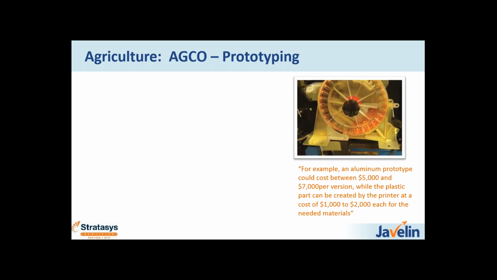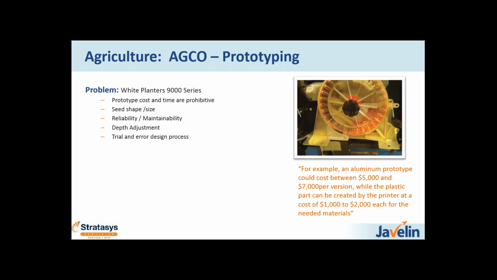To highlight the impacts of prototyping in those areas, I chose the heart and soul of an agricultural product. It's the seeder. You'll have a big giant piece of farm equipment roaming across the land, but really what makes the money, what makes the crops grow, is this particular gizmo. In this particular case, the White's Planters 9000 series, it's cost prohibitive and time prohibitive to prototype traditionally.